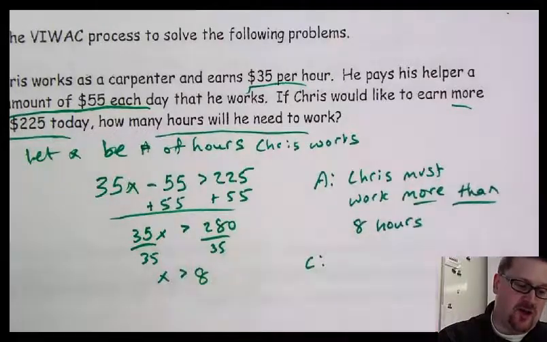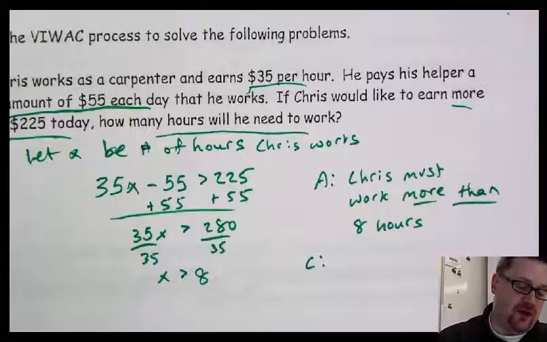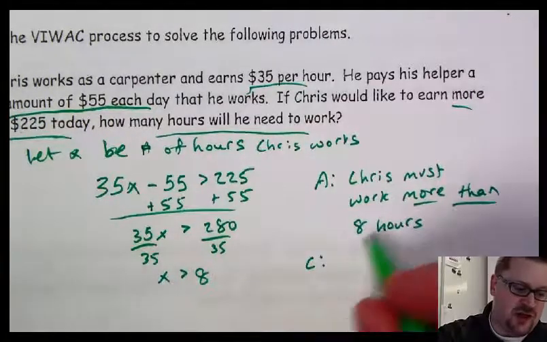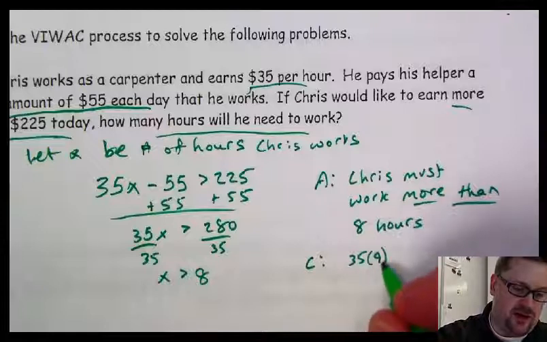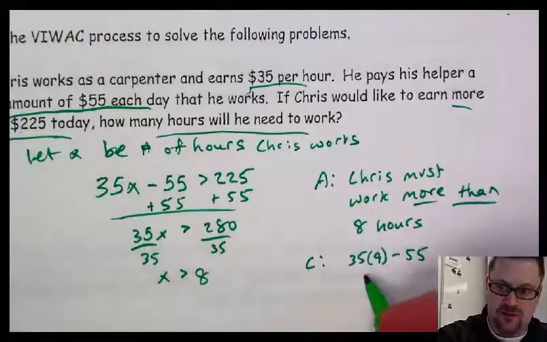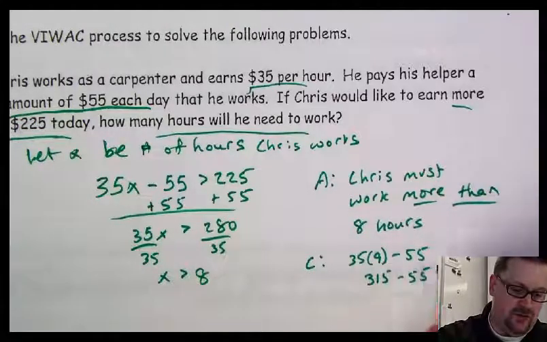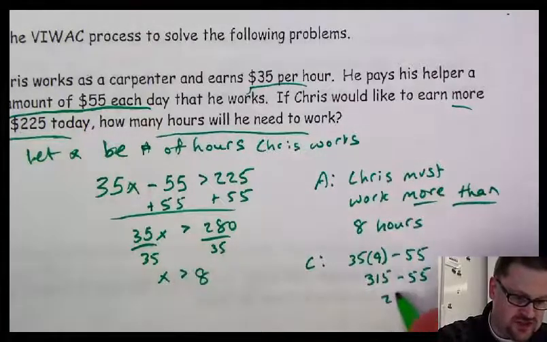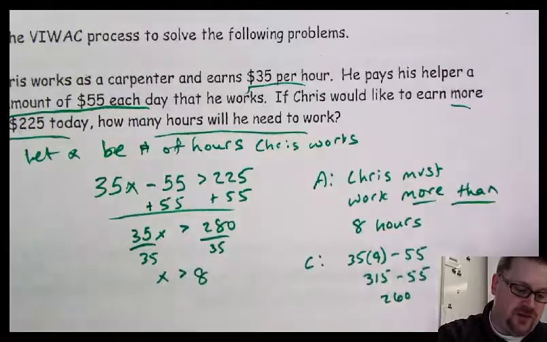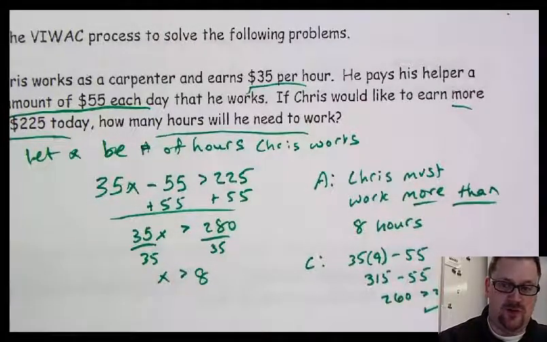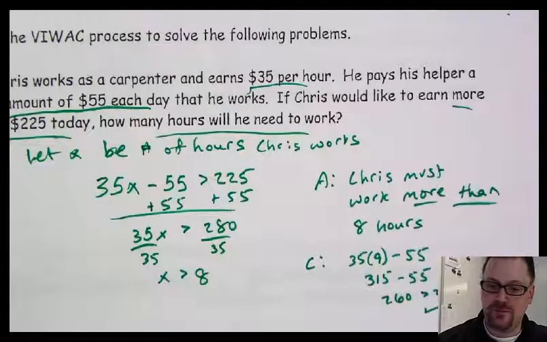So when I do the check, I'm actually going to pick a number bigger than 8. And because this one is about working per hour, I'm going to use whole numbers. So I'm going to check 9. So I'll do 35 times 9 minus 55. Okay, 35 times 9 is 315. If I do 315 minus 55, I get 260. And now I ask myself, is 260 greater than 225? And in this case, it is. Okay, so I hope that makes a little bit of sense.